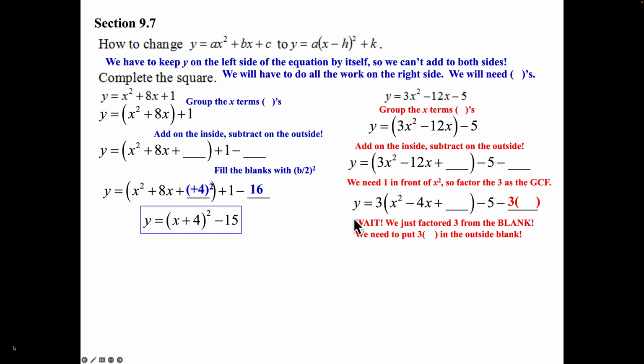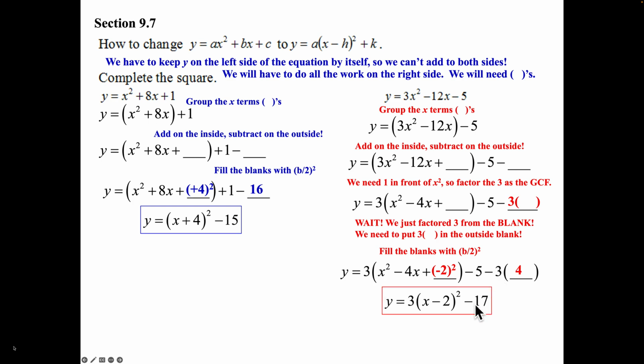So we go through our normal steps. Half of negative 4 is a negative 2, squared, which is 4. Now, this 4 gets multiplied by this 3. That's going to make it minus 12, with a minus 5. That's going to give us a minus 17. And our binomial squared becomes x minus 2 squared.